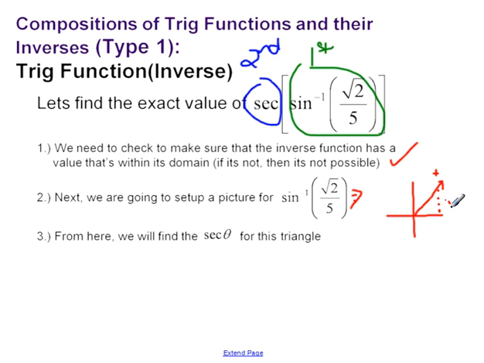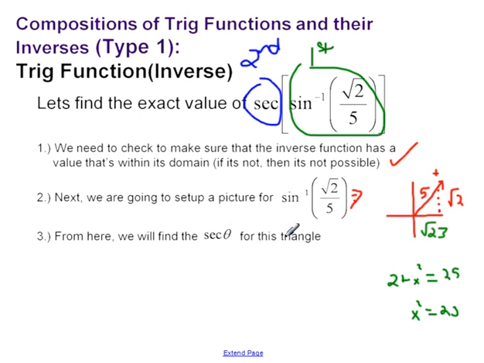Here's our triangle. Sine is root 2. This is 5. So then we need to find that other side length. And the other side length, let's see, root 2 squared is 2. So you have 2 plus x squared equals 25. Minus the 2, x squared will come out to equal 23. So this is root 23. Okay. So now we have our picture.